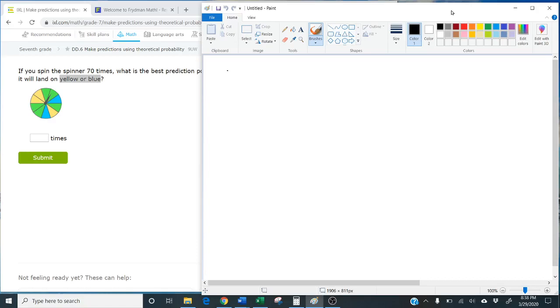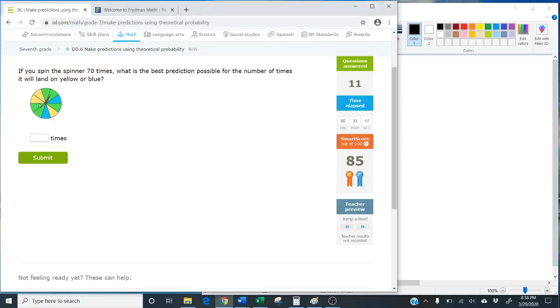So the probability of landing on yellow or blue, well, there are 1, 2, 3 yellow wedges, and there are 1, 2 blue wedges. And if you remember from before, what we're going to do is add these up in the numerator there. And the total number of wedges is, let's see, 1, 2, 3, 4, 5, 6, 7, 8, 9, 10.